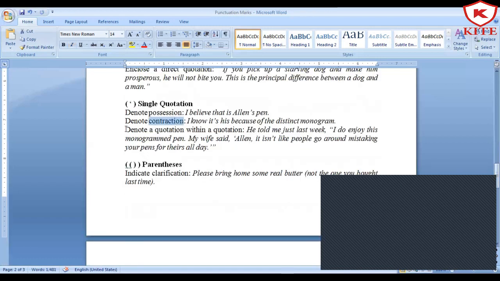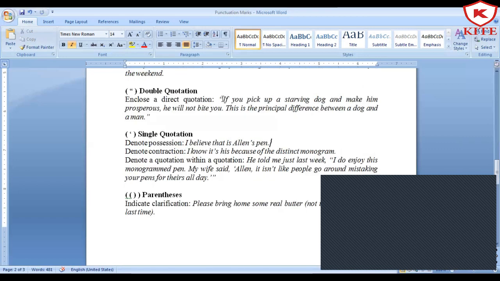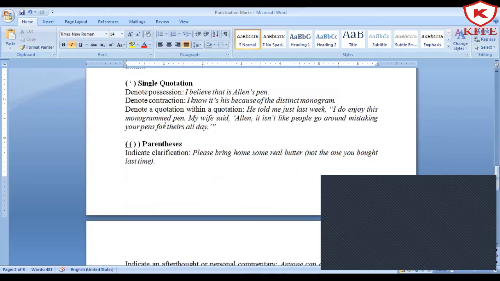See the other usage of single quotation: to denote a quotation within a quotation. You have already seen quotation in double quotation, but supposing there is a quotation within a quotation, you are not supposed to use another double inverted comma inside an inverted comma. For that you need to put a single quotation.